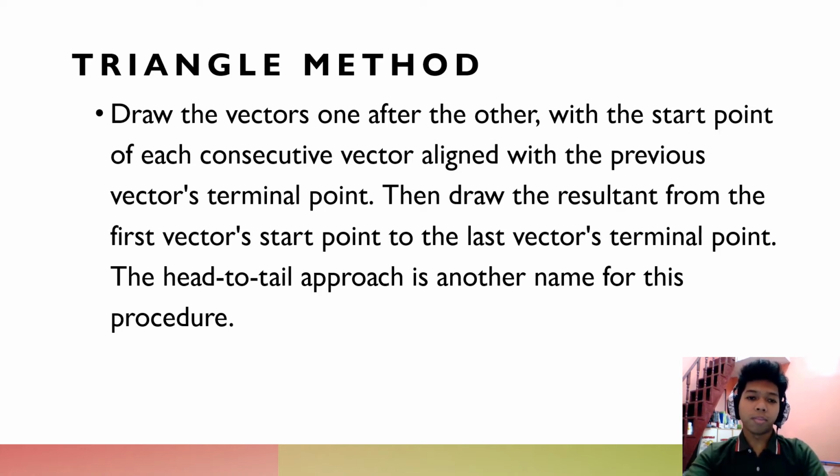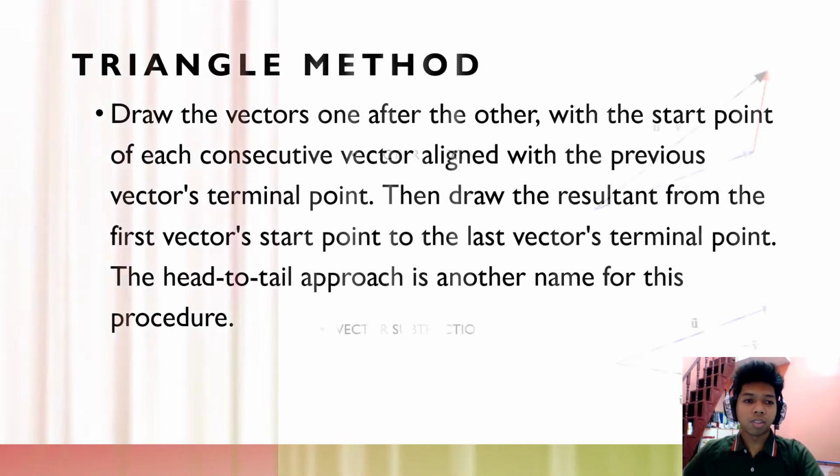By using the triangle method, first, we need to draw the vectors one after the other, with the start point of each consecutive vector aligned with the previous vector's terminal point. Then draw the resultant from the first vector's start point to the last vector's terminal point. The head-to-tail approach is another name for this procedure.